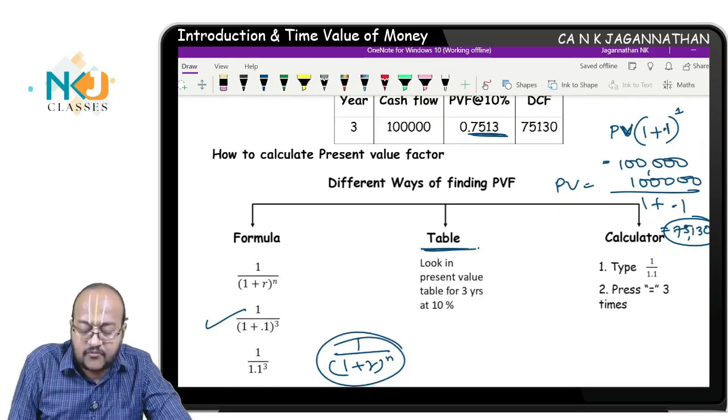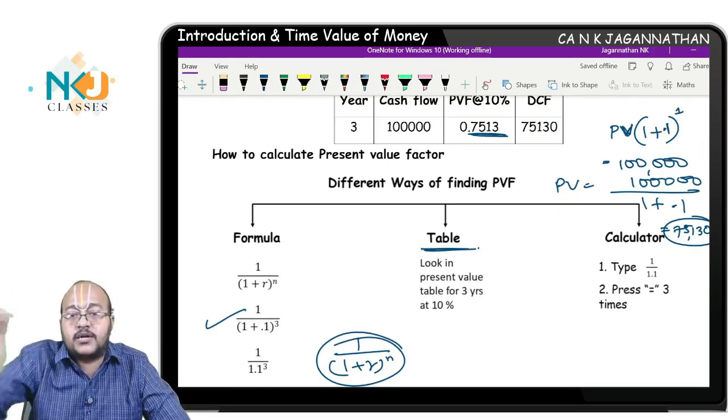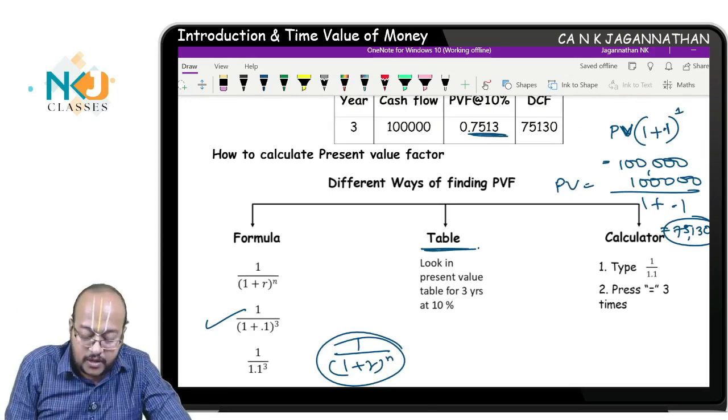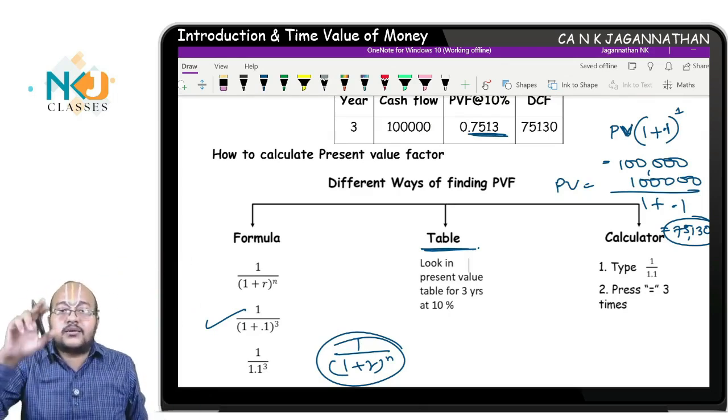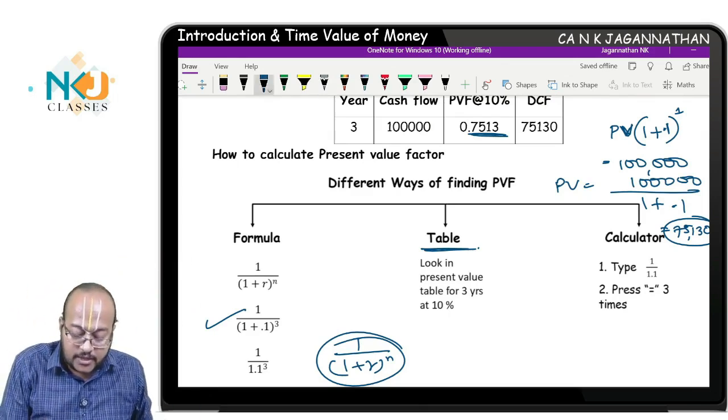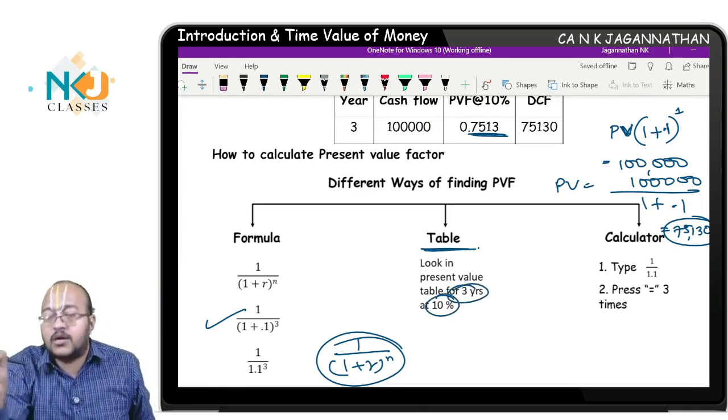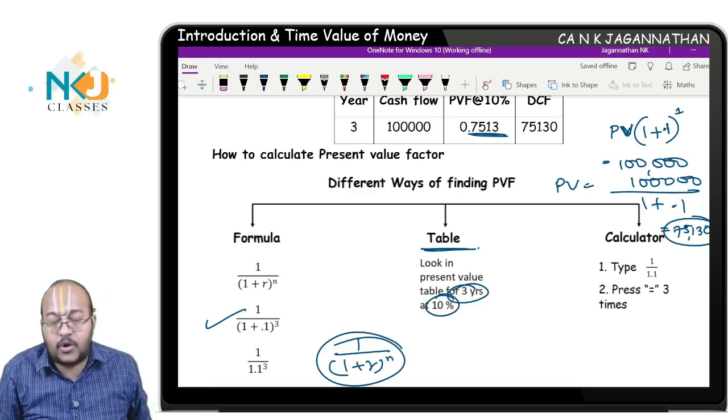Next, the table method, very simple. Earlier, in examinations, they used to give the table. You can find it using the table value. The 10% rate will be given on one side and the year number n on the other side. You take the value for 10% and 3 years, and you will get the value as 0.7513.